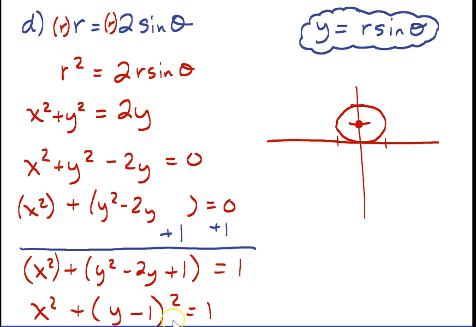Radius 1. I think we did this at the end of chapter 1. I think we had circles that we were looking at. All right, so there it is. It forms a circle.